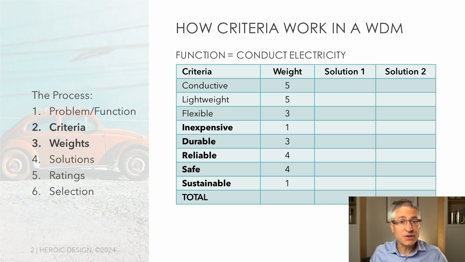This is a WDM for the function conduct electricity in an aircraft application. The first three criteria relate to the function and application, and the rest are these common criteria. The criteria and weightings in this table are just for example. The criteria weightings you choose will depend on the problem you're solving. We'll talk about each of these bold criteria in turn.